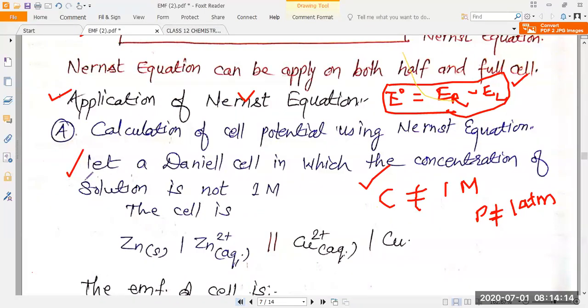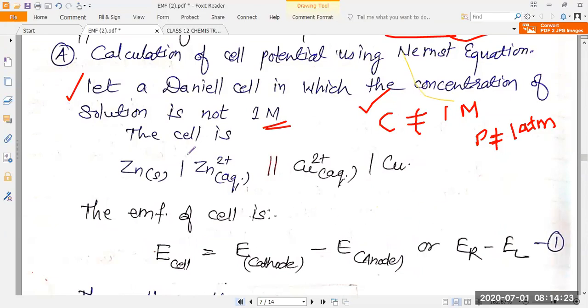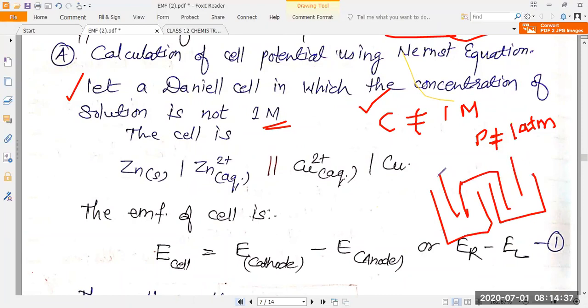This is the example. Let a Daniell cell in which the concentration of the electrolytic solution is not 1 mole. Then how can we find the cell potential of the Daniell cell? See, this is the Daniell cell, and this is an electrode. This is the salt bridge. This is another electrode, a zinc electrode. This is a voltmeter. This is the anode portion, where we put zinc. Here we put a copper rod, and this is copper sulfate solution.